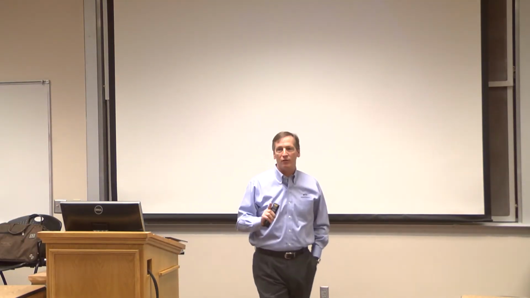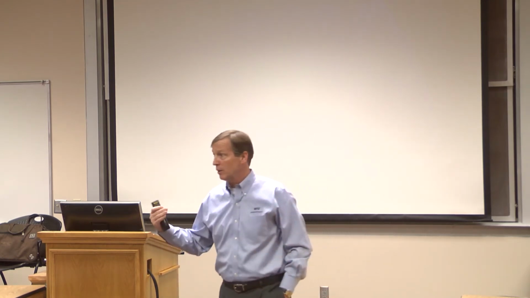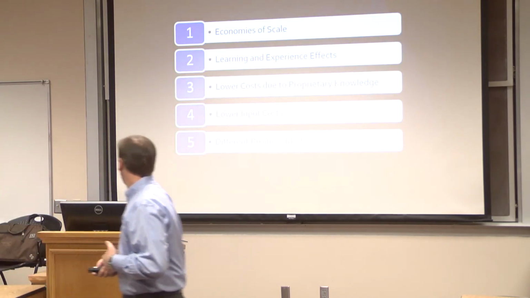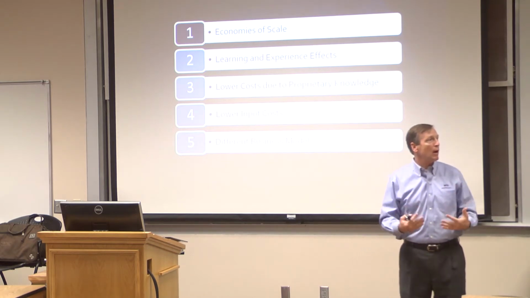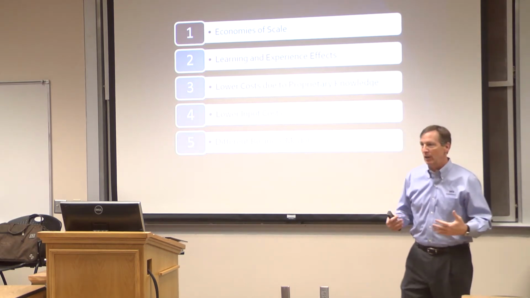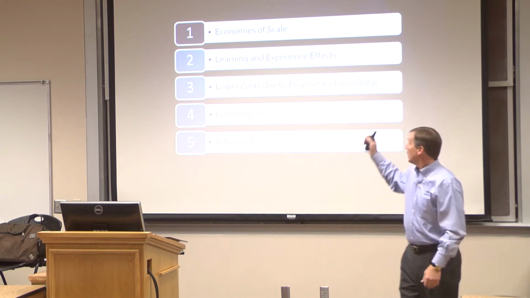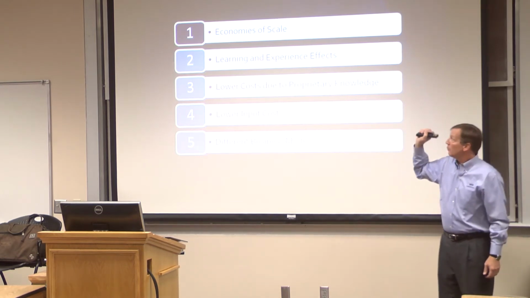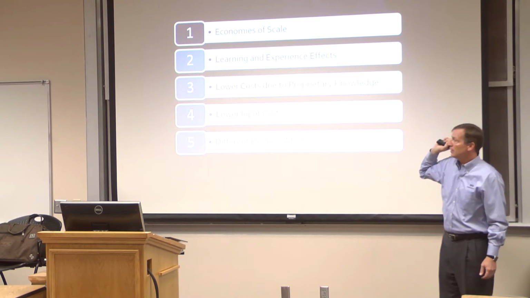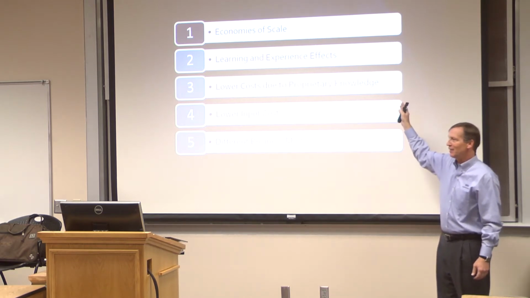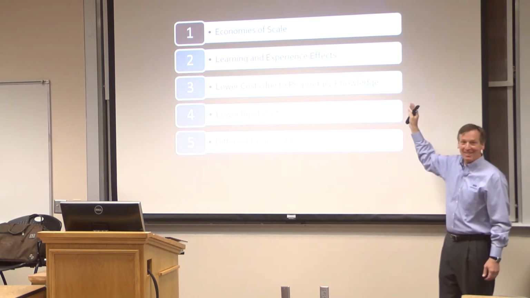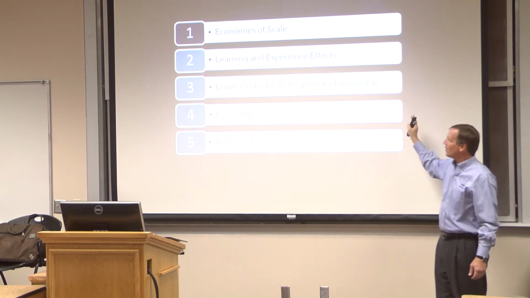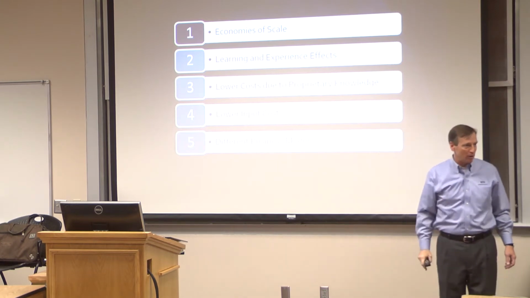So let's start with just a summary of the sources of cost advantage. If we were going to do a logic tree of what drives cost advantage, there are these five things that I would point to as one way to organize that logic tree as to why companies have a cost advantage. It's because of economies of scale, learning and experience effects, lower costs due to proprietary knowledge, lower input costs, or a different business model.